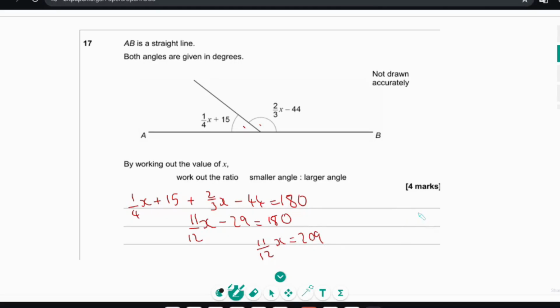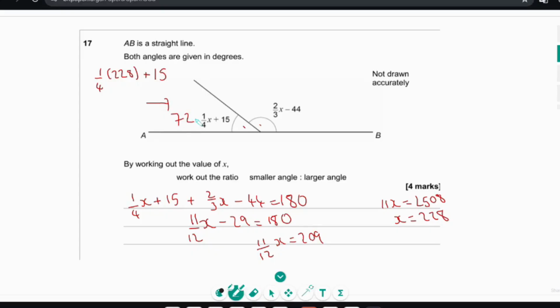I'm going to times both sides by 12, which gives us 11x is equal to 2,508. Then divide both sides by 11, which gives you x is 228. Okay, we found x, now we need to find the size of these angles. So a quarter times 228 plus 15. 228 divided by 4 is 57, add 15 is 72.